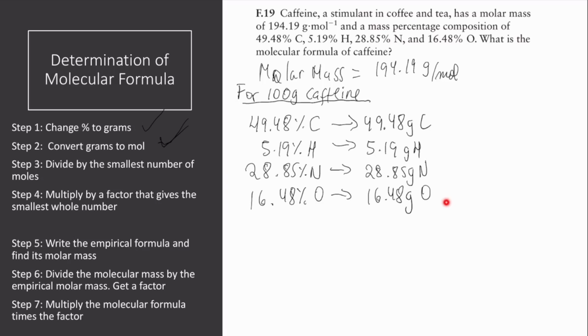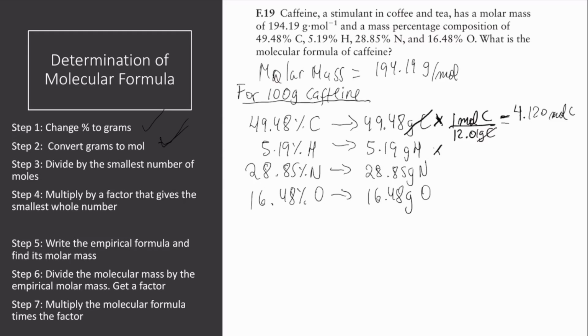To do that, we need to multiply each one of these by their respective atomic masses. So for the first case, for every 1 mole of carbon, this weighs 12.01 grams of carbon. Notice that the units of grams of carbon cancel, and we're left with units of moles of carbon. And this is 4.120 moles of carbon.